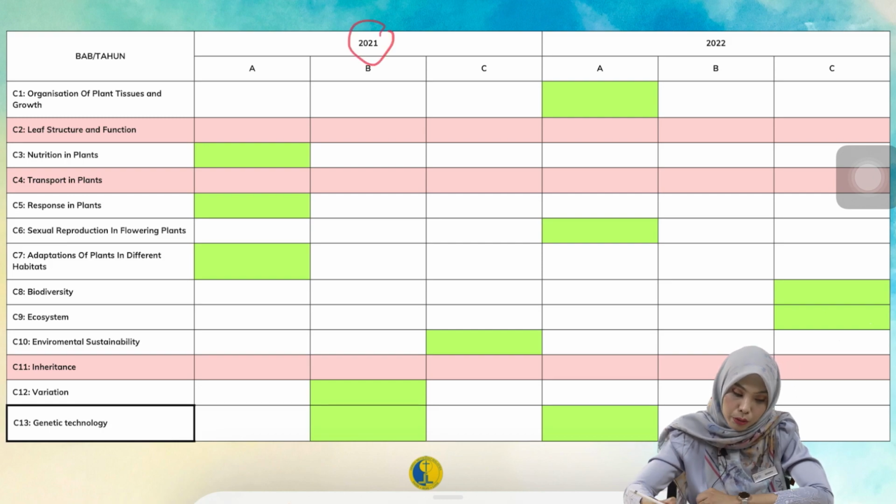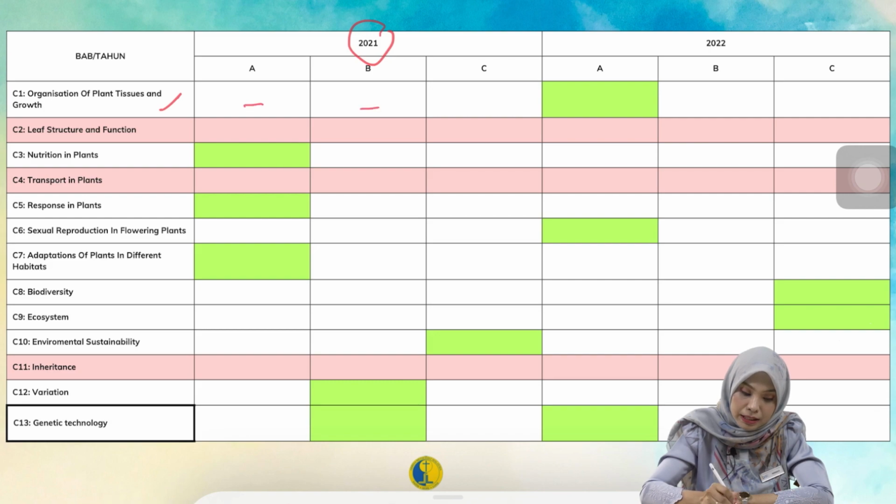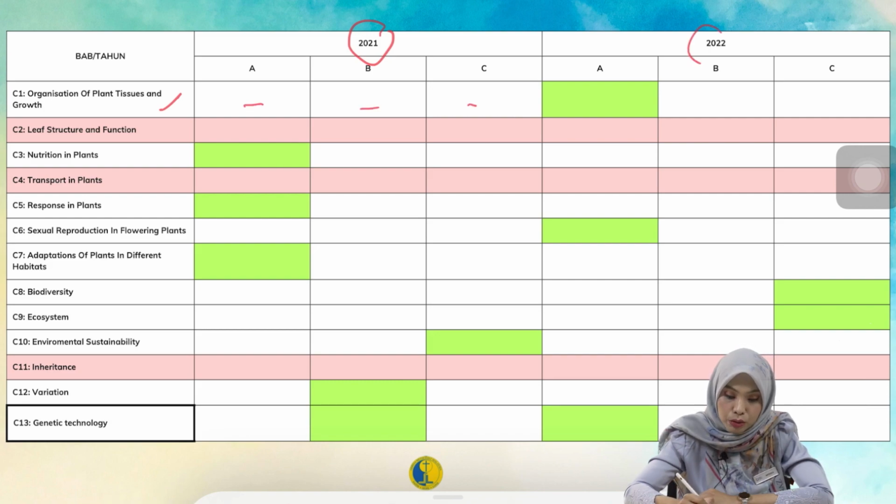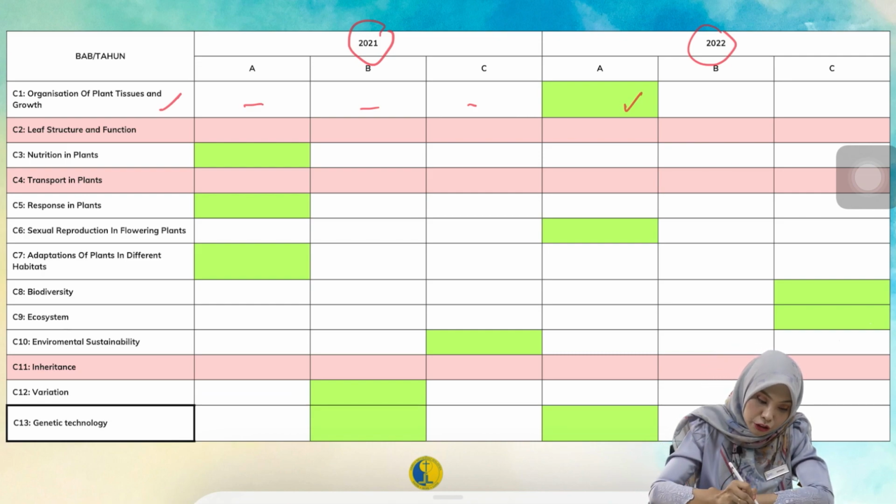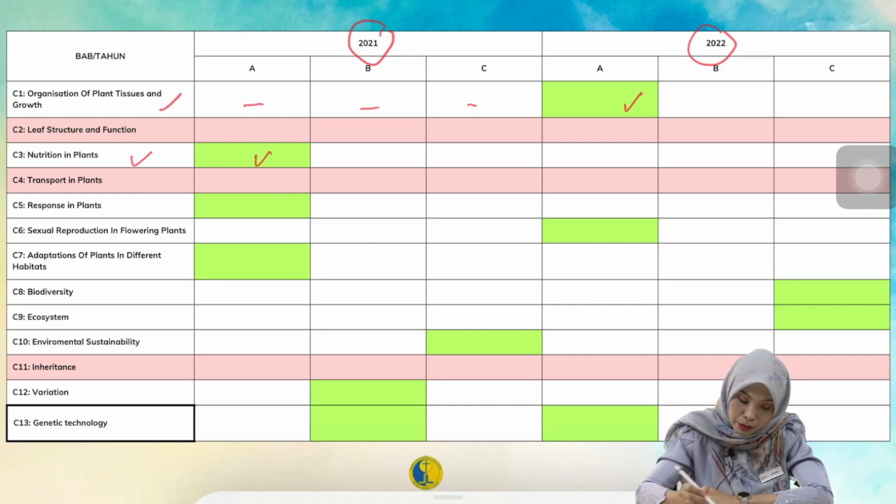Okay, SPM 2021 first, Chapter 1 for Form 5. Nothing is tested. But when it goes to 2022, it came out in Section A. All right. Let's go to Chapter 3 first because it's been highlighted in green. Okay, it came out in 2021, not in 2022. Chapter 5, Respondents Plans, came out in Section A, 2021.